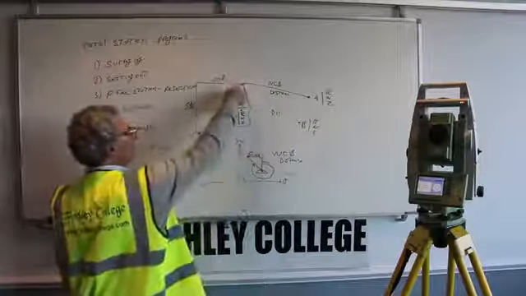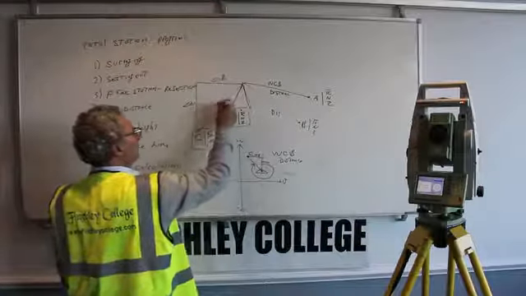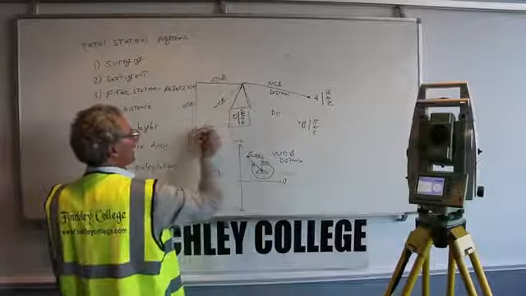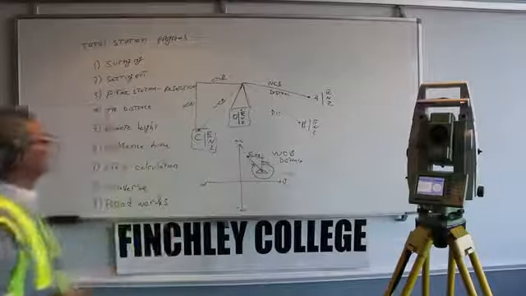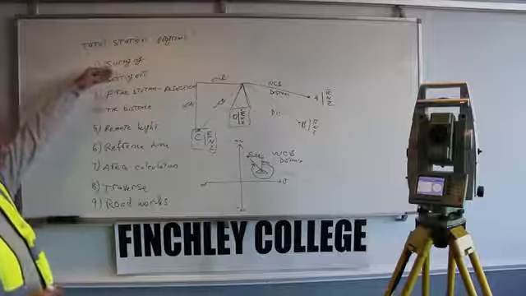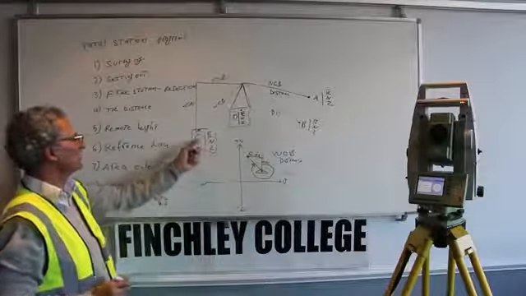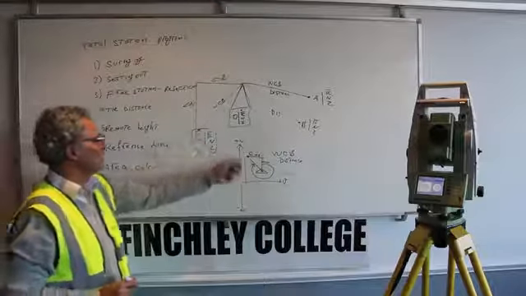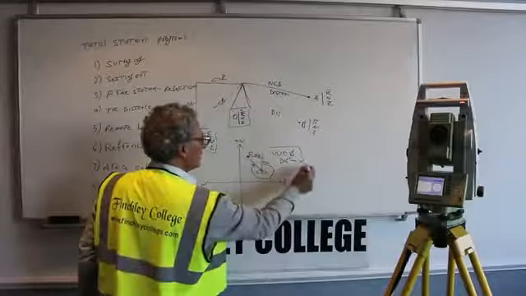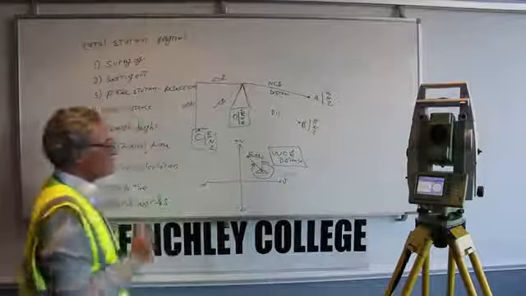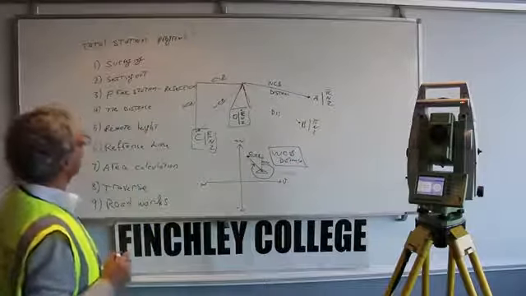You will turn the instrument to that bearing and measure that distance, and that will be your point. So setting out is very simple and straightforward. The instrument knows where it is positioned, you tell it what point you want to set out, and it simply gives you these two pieces of information. You turn the instrument and set it out.